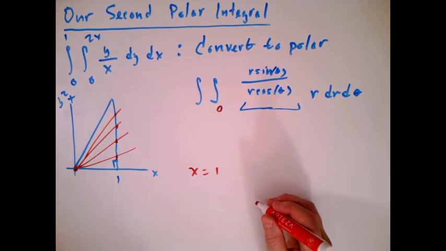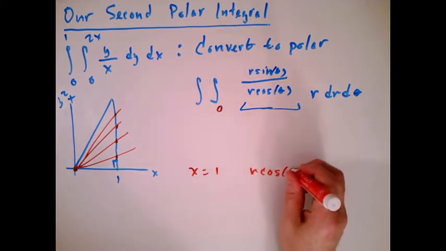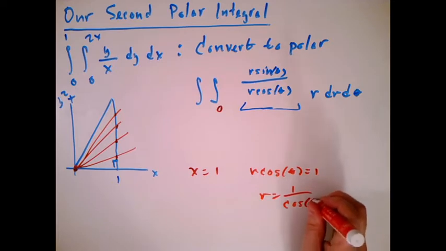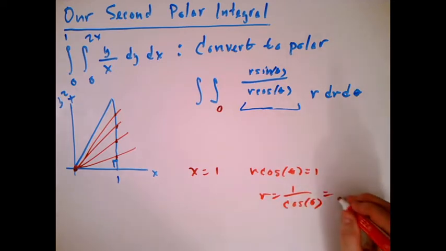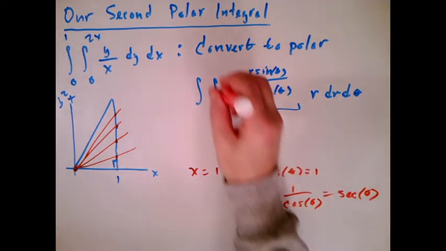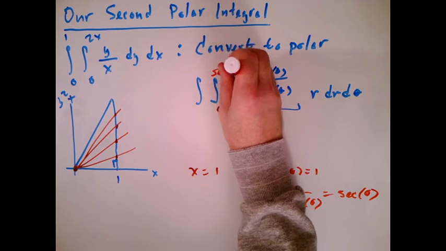Well, how do I do that? X is r cosine theta. And now I solve for r, which we can rewrite as secant theta. We don't have to. Really, it's just what you're more comfortable with. This needs to be secant theta, like that.